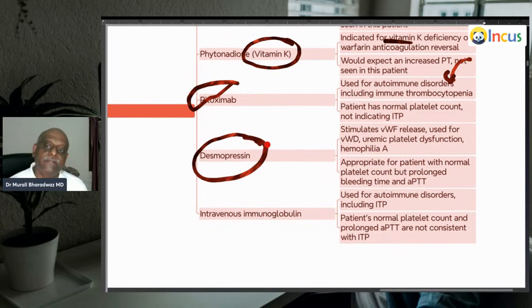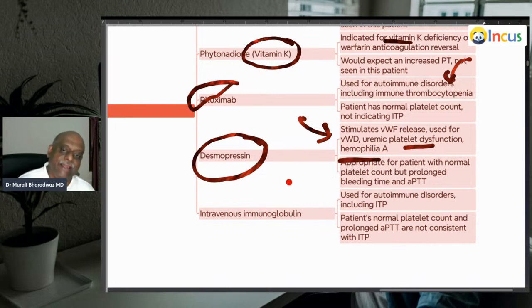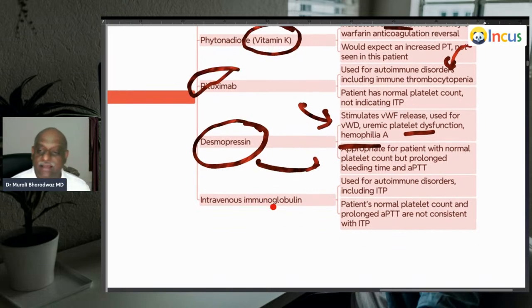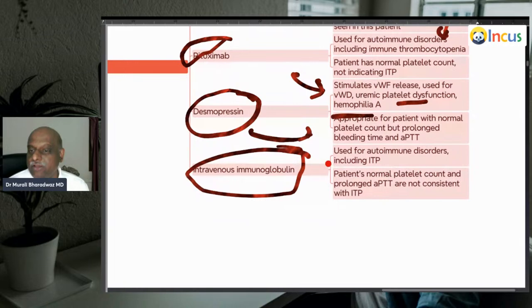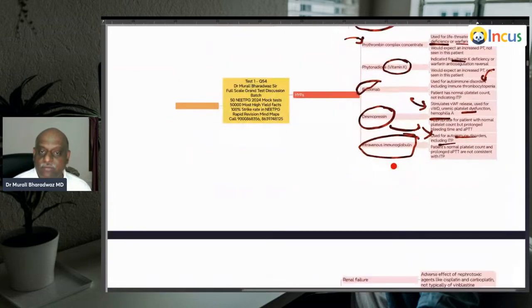Where do you use desmopressin? It stimulates the von Willebrand factor release. Uremic platelet dysfunction, hemophilia A, in all that we use desmopressin. IV immunoglobulin, we use for autoimmune disorders, including ITP, is what you need to remember.